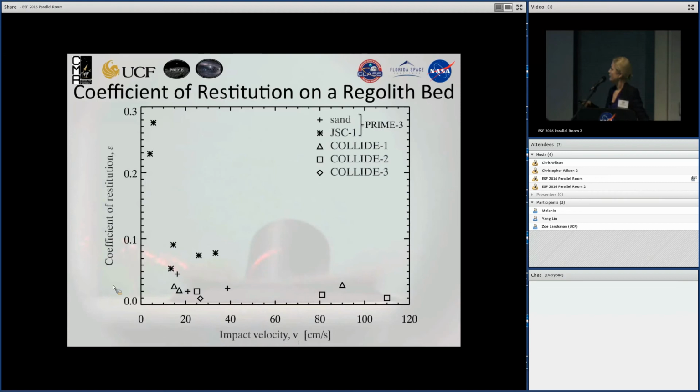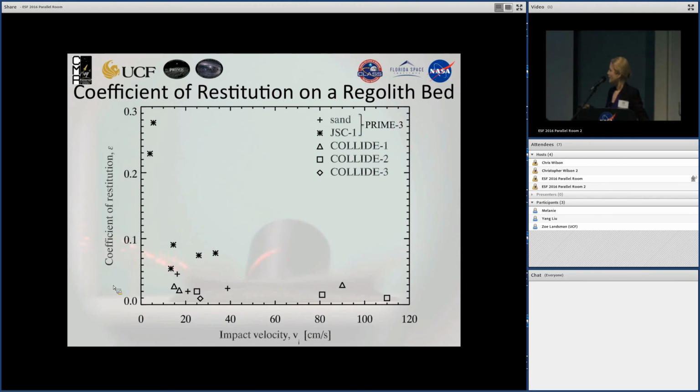So here's a plot of all the bouncing data that we got from all the experiments collected together of the coefficient of restitution of an impact on a regolith bed. And you see for impact velocities at a meter, 2 meters per second, down to 20 to 40 centimeters per second, you get a really low coefficient of restitution. So these are the impacts where you see the marble coming back out really slightly after producing some ejecta.